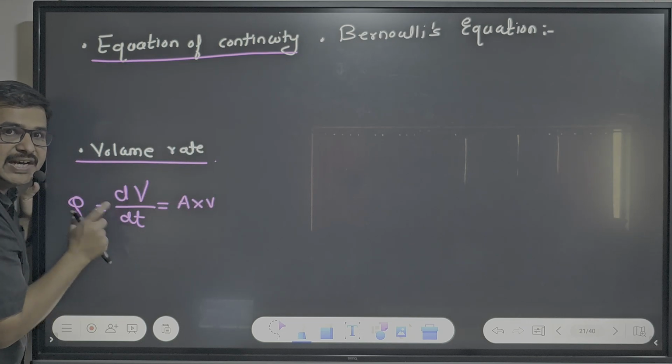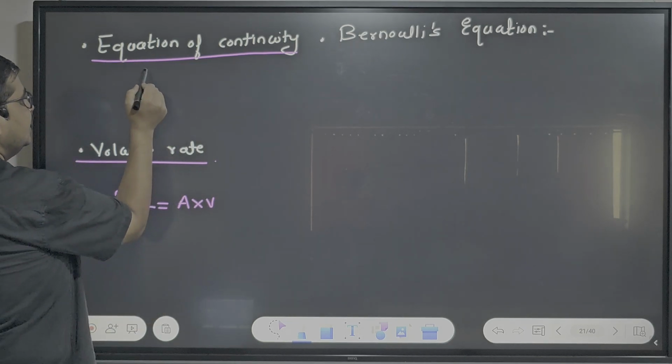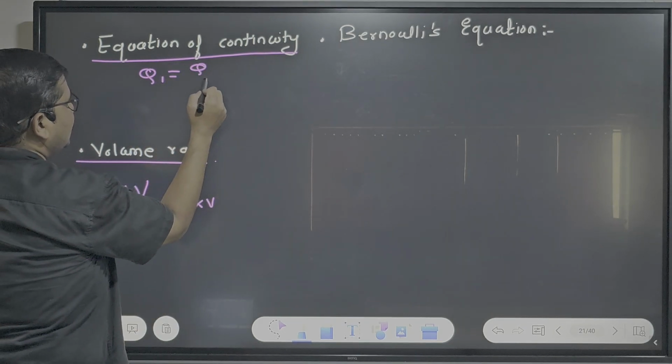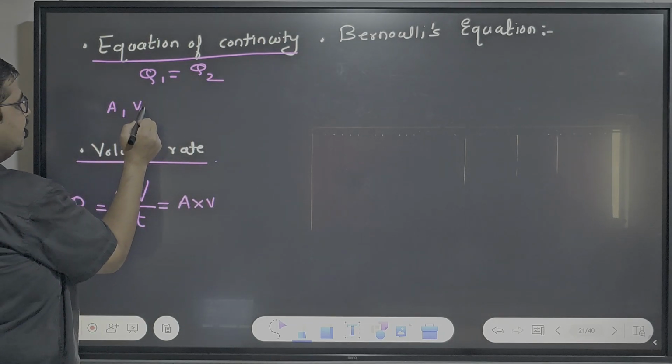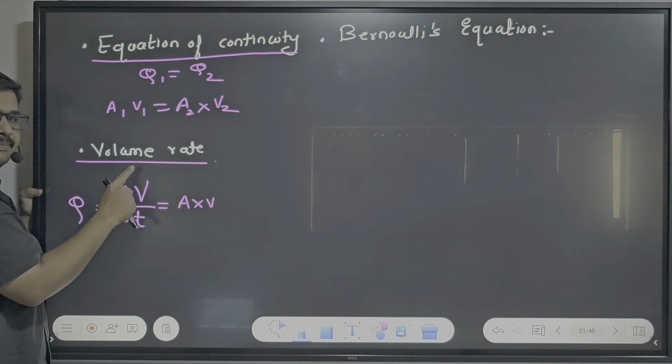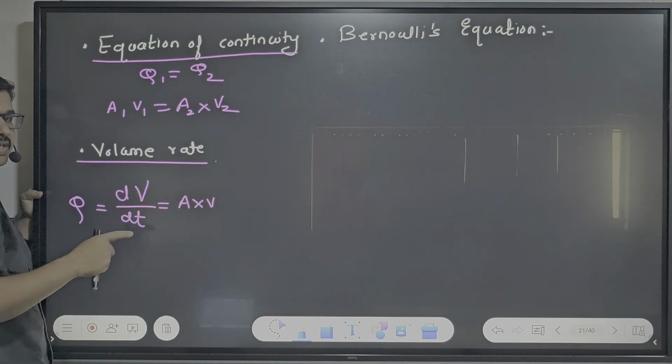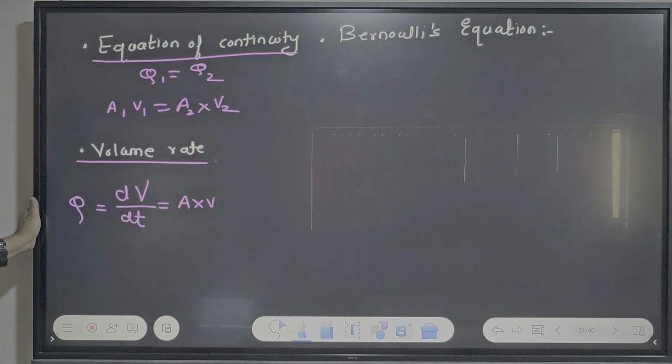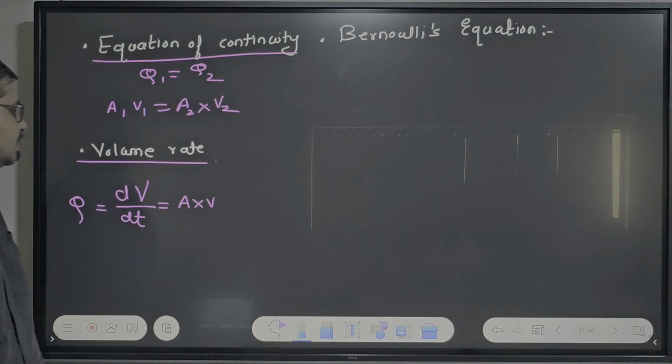So from there the equation of continuity is: volume flow rate remains constant. That is Q1 is equal to Q2, which means A1 V1 is equal to A2 V2. Remember, capital V is the volume, small v is the velocity. Is it clear? Okay. Next.